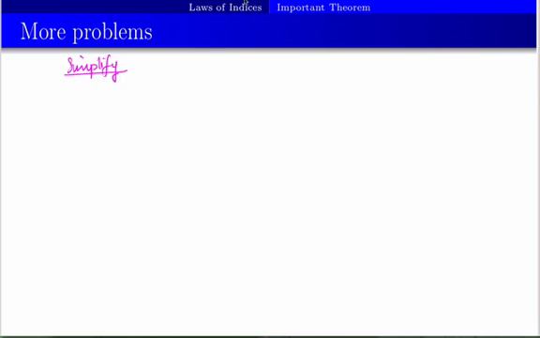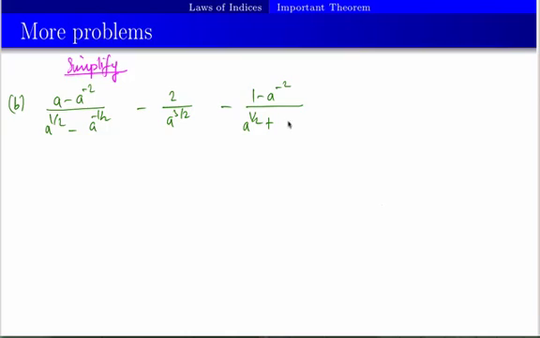Let us come to the next problem, that is problem B, and the problem says simplify a minus a raised to minus 2 upon a raised to half minus a raised to minus half, minus 2 upon a raised to 3 by 2, minus 1 minus a raised to minus 2 upon a raised to half plus a raised to minus half. So please start solving this. I am putting this on pause so that you can solve it. Please pause the video and try this problem.